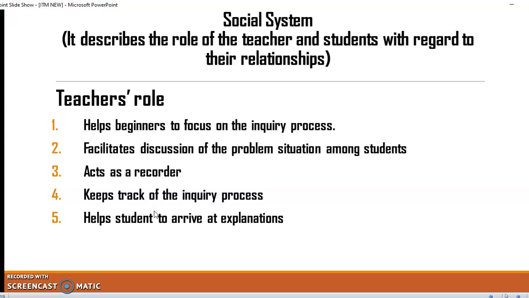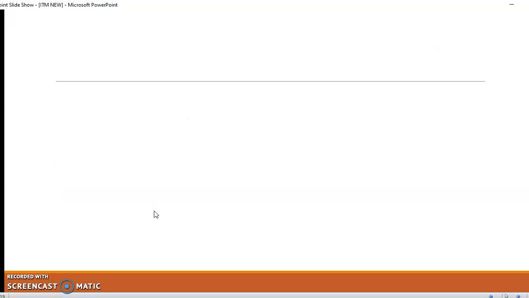explanations, as there can be some instances wherein they would not be able to give the correct explanation, or they might have worked on the given discrepant event the right way, but sometimes they cannot reach the conclusion as they are trying it the first time, or they are very new, or they are beginners in that particular process. So it is also your duty to help them arrive at explanations, because this is the role of a teacher as a facilitator or as a guide in this particular model. So these were some of the points related to the teacher's role in the inquiry training model.